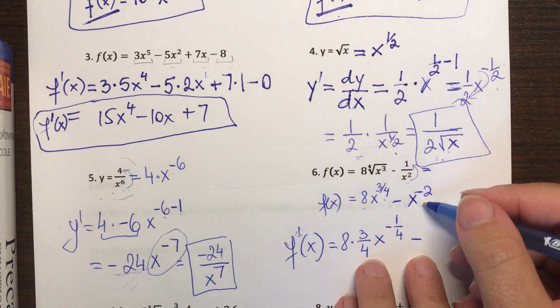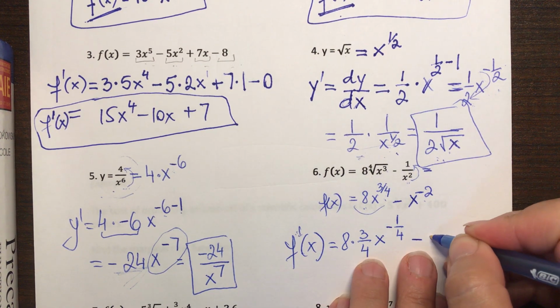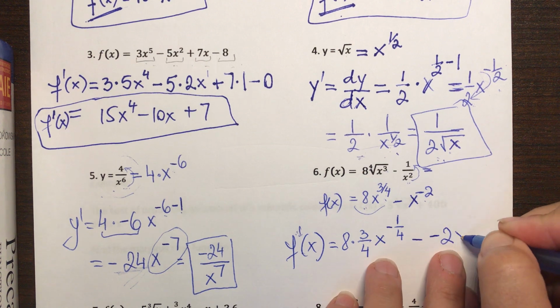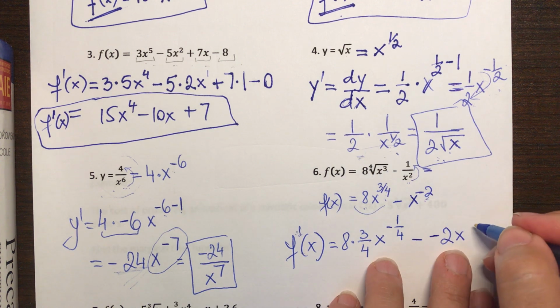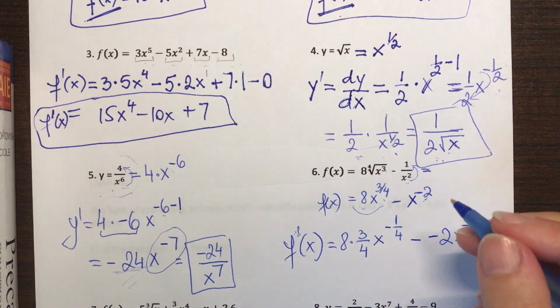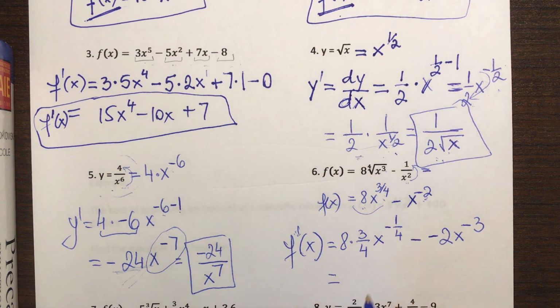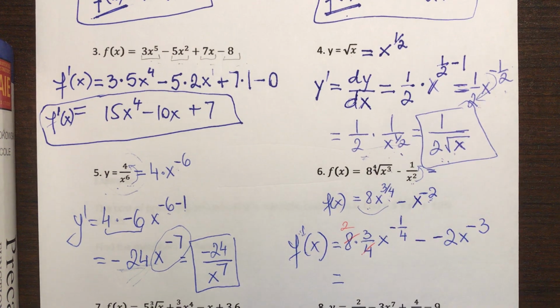Minus, take the derivative of this second term. So the -2 is going to come up front, x to the 1 less than -2, so -2 minus 1, that would be down at -3. Okay, and now I'm going to fix this answer. Well, 8 times 3/4, that's a 6.